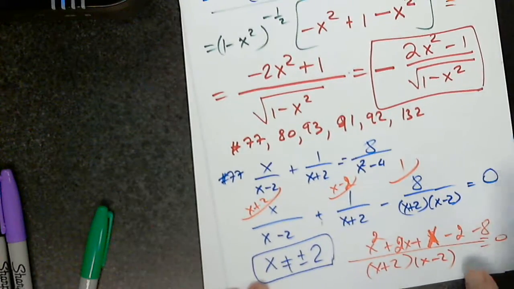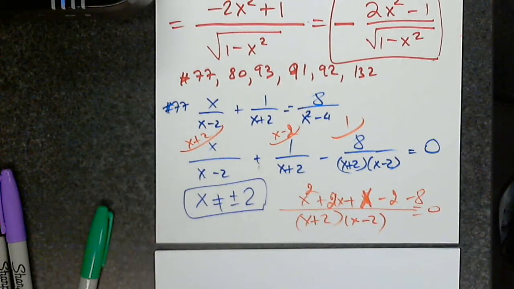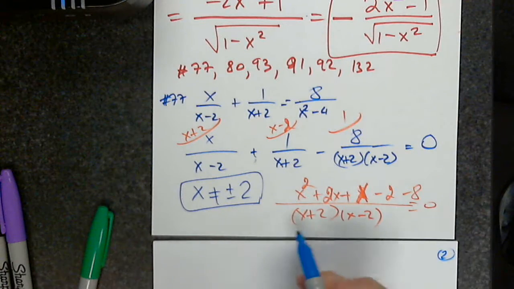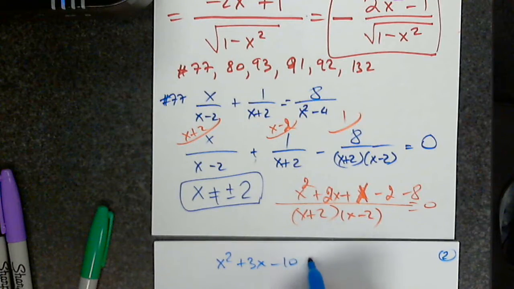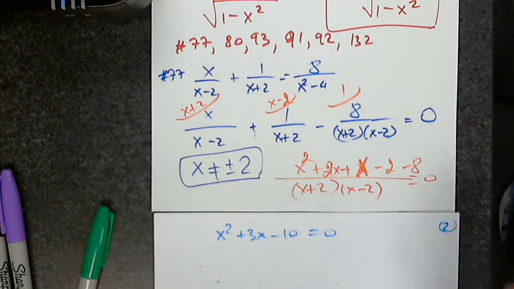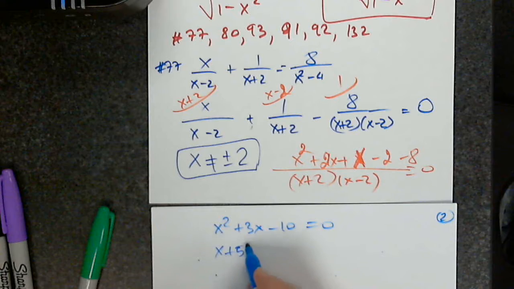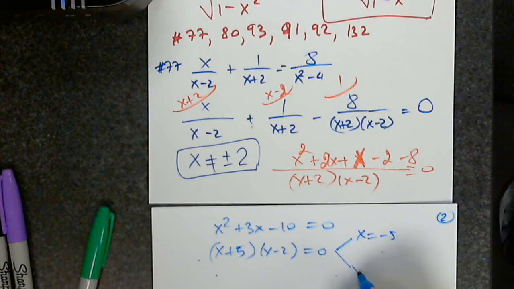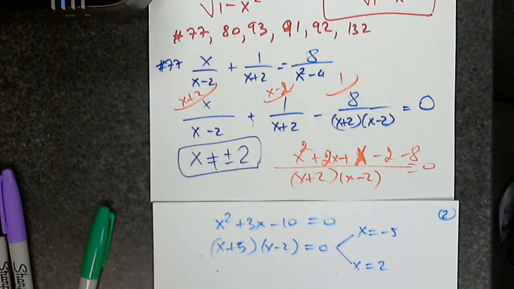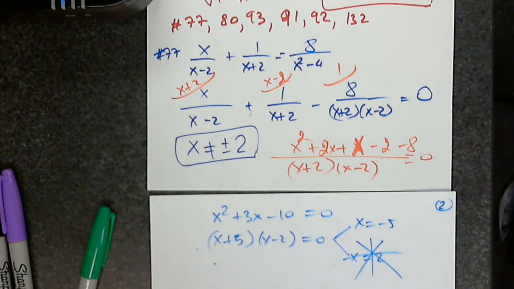And now I combine like terms at the top, and I get x squared plus 3x minus 10 to be 0. How come? A fraction can be 0 only when the top is 0. Or you cross multiply. So this happens to be (x plus 5)(x minus 2), and I get 2 solutions, negative 5 and 2. And I will say, not so fast. I remember I stated a restriction before I even started.